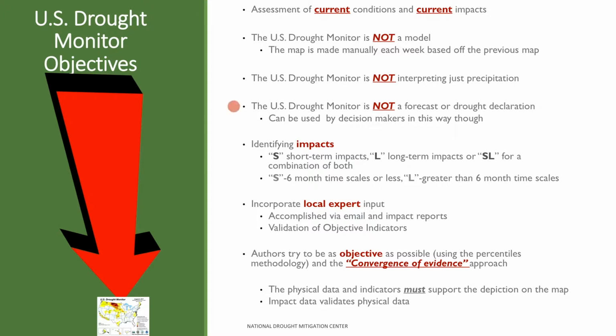It's not a forecast or a drought declaration. Only a state's governor can declare a drought, and they may use the map to assist that decision making, but this is not an official declaration of any kind. We talked about the impacts already.